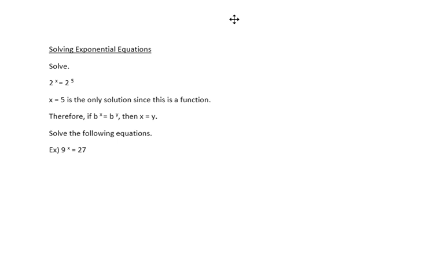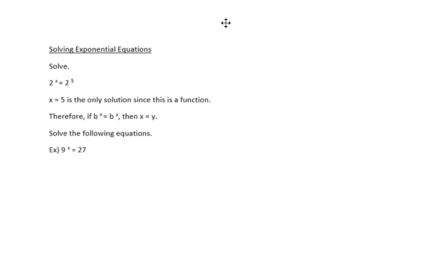In this video, we're going to talk about solving exponential equations. So I've got a basic example, 2 to the x is equal to 2 to the 5th. Notice the bases are the same, so it makes sense that I could set the exponential powers equal to each other. So x equals 5 is the only solution since it is a function.